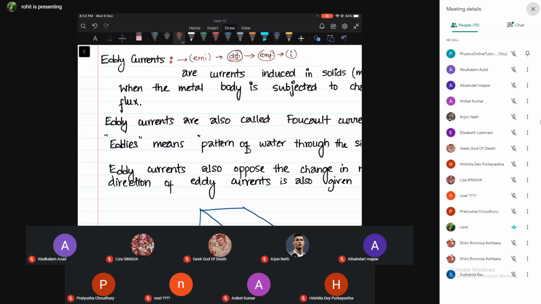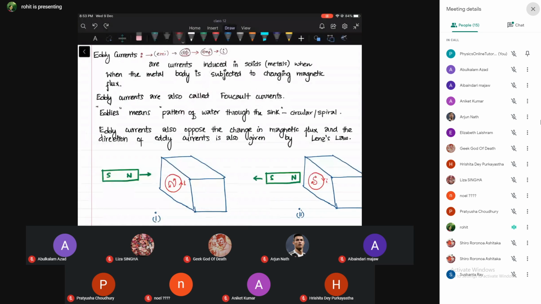My iPad is frozen. It's not moving at all. Okay, now it is moving, I think. Yeah, now it's moving.